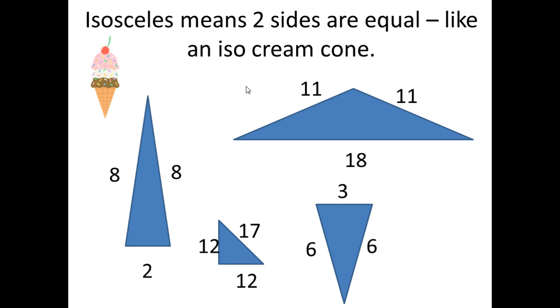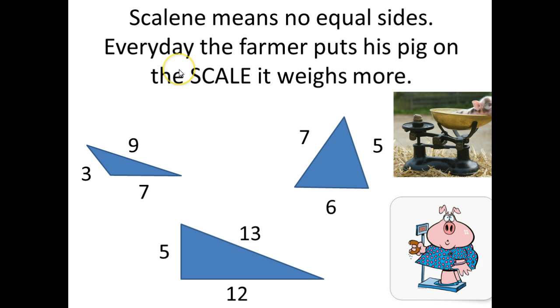Isosceles means two of the sides are equal, like an ice cream cone. Isosceles, ice cream cone. So you can see I have an 8, 8, 2. The two long sides are equal. Sometimes it doesn't look so much exactly like an ice cream cone, like up here with the 11, 11, 18. But two of the sides are equal. If you turned it over, maybe it just looks like a big old waffle bowl cone.